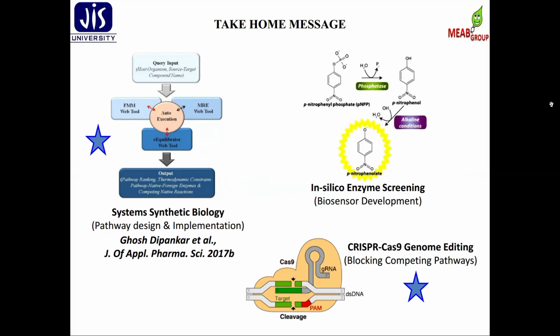Secondly, you can develop some in silico enzyme screening, because enzymes are the major biocatalysts that can be used for biosensor development that will allow us to determine the soil fertility. And thirdly, the CRISPR-Cas9 gene editing system can be used for blocking the competing pathway, which can reduce the side products or the build-up of toxic metabolites within the plant. And overall, the plant will have more biomass, having more of the desired target biomolecules.